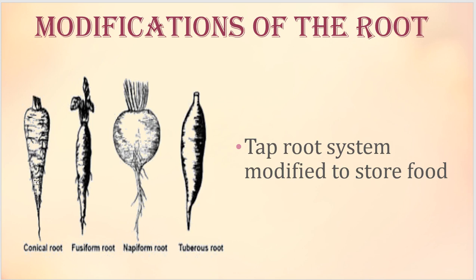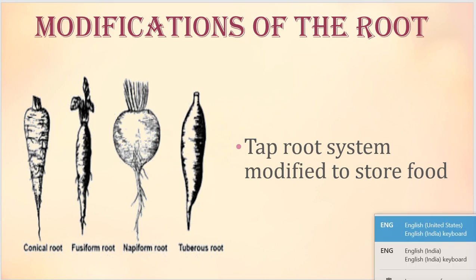The first one is conical root. The best example for conical root is Daucus carota, which is carrot. And then the second one, fusiform. Fusiform is a kind of spindle-shaped structure. The root would be in the form of a spindle. The best known example for this is radish or Raphanus sativus.